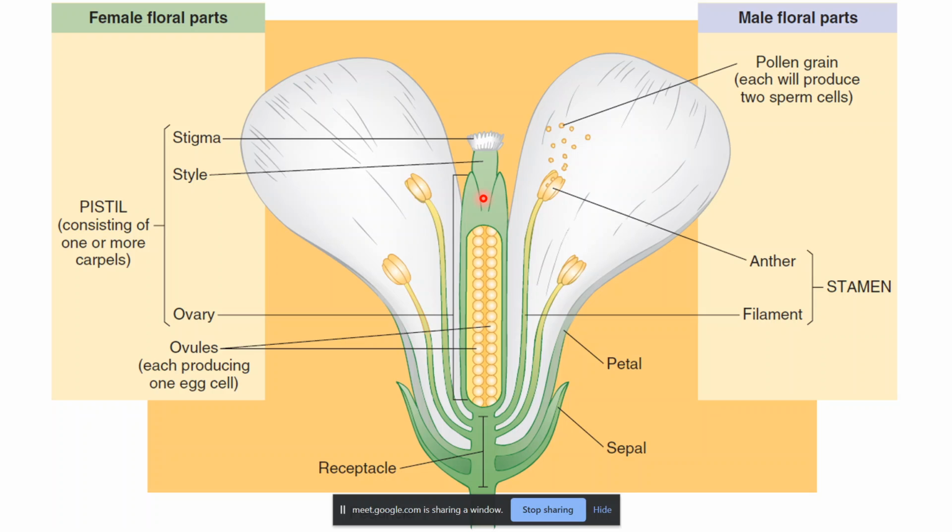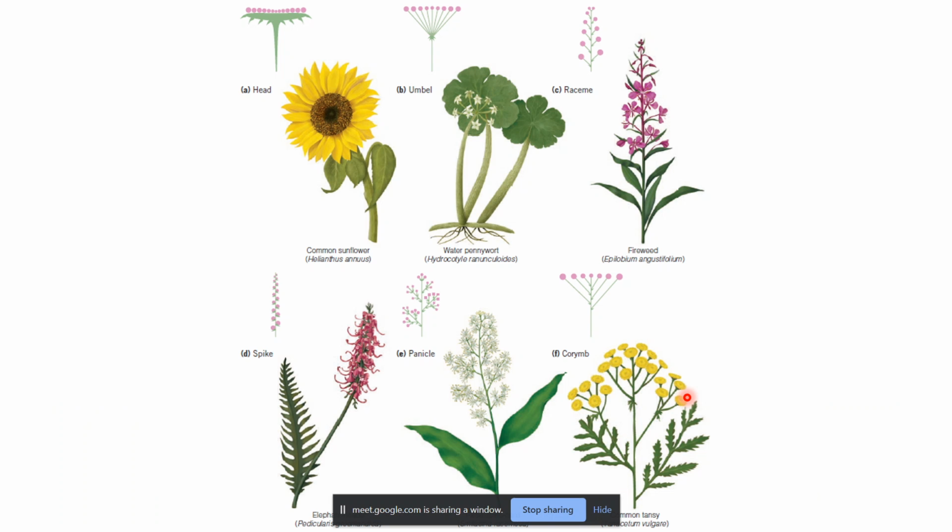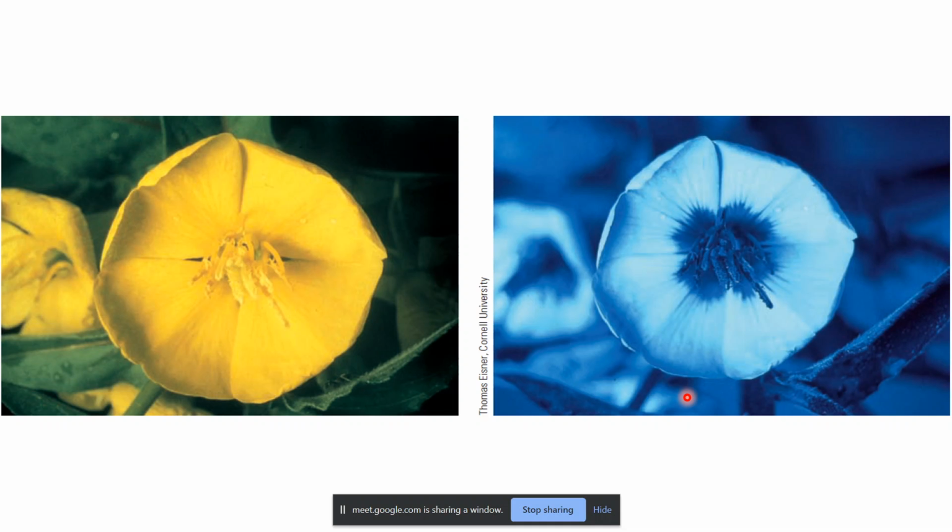Plants pollinated by insects often have blue or yellow petals. The insect eye does not see colors the same way the human eye does. So this is the way the bees will see, like this one. It's a yellow flower, but the bees will see it like this, because they see in the ultraviolet spectrum.